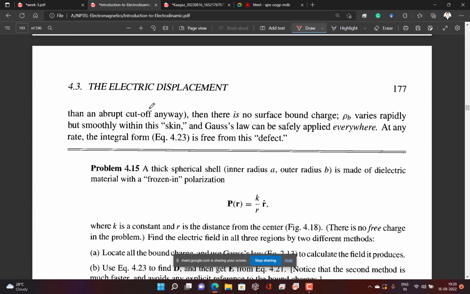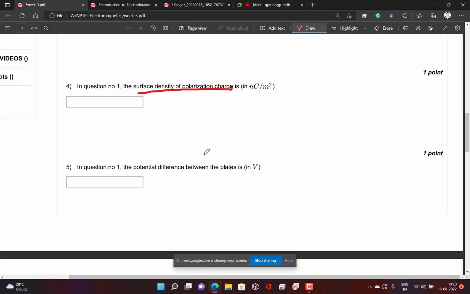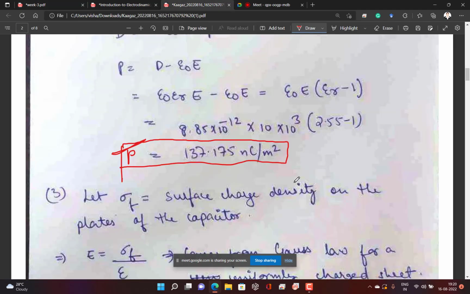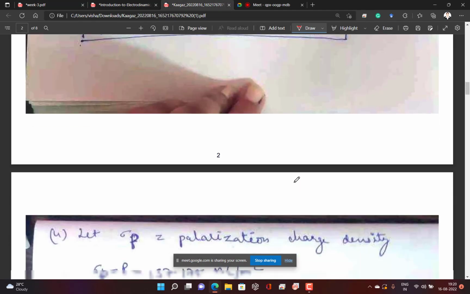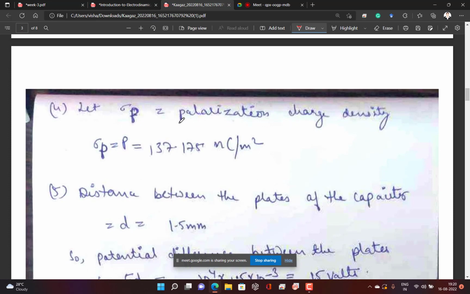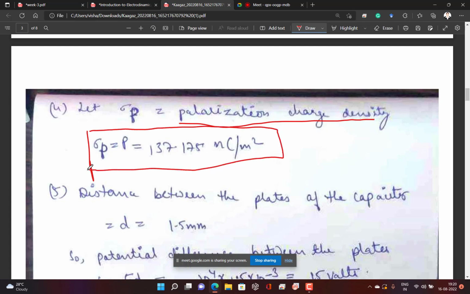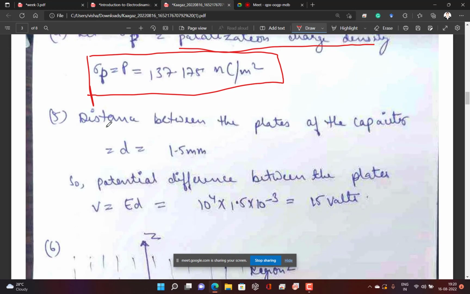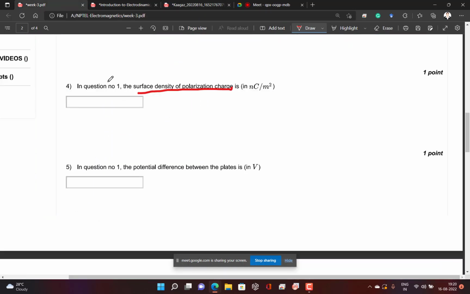All right. So the charge density will be equal to the polarization, and we have already found the value of polarization, which is equal to 137.175. All right. Do you have any question or should I go ahead?